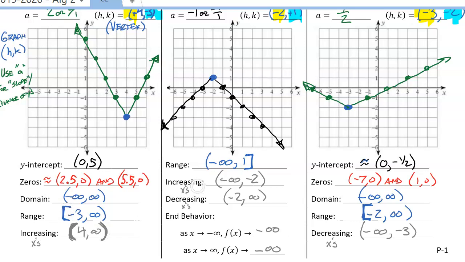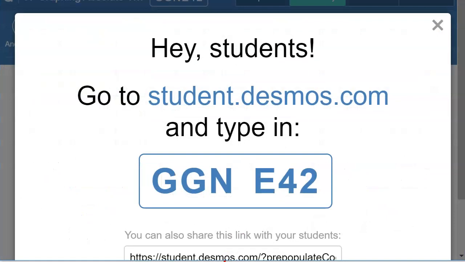For increasing and decreasing intervals, we're again looking and labeling them in terms of their x values, and we're always using parentheses. End behavior, what's the graph doing as I go towards negative and positive infinity? What are the y values doing is how we're actually answering each of these. Hopefully those were correct.